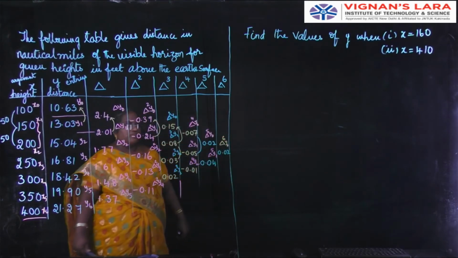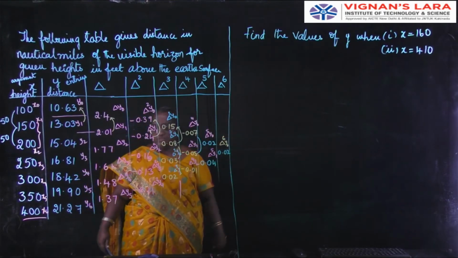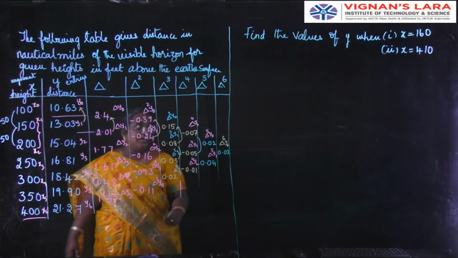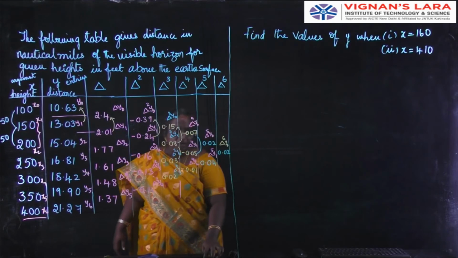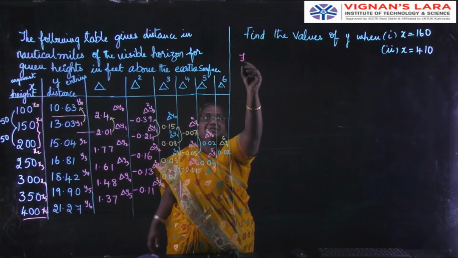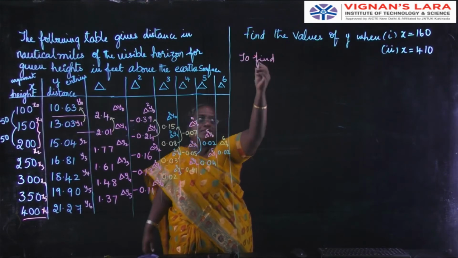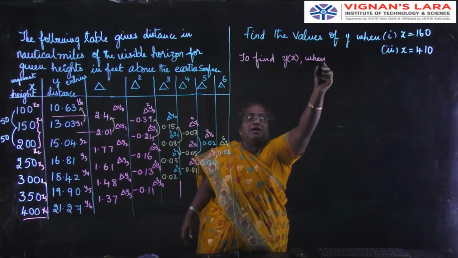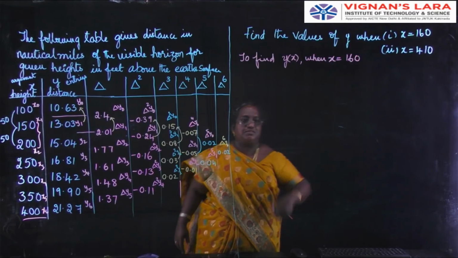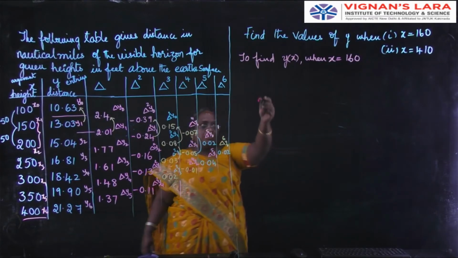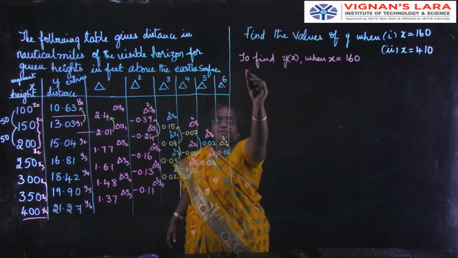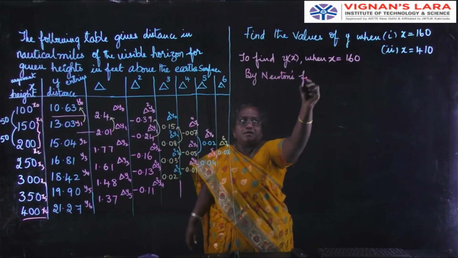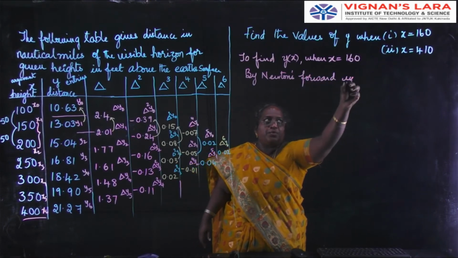So now in order to find the value of y when x is equal to 160, we are going to use Newton's forward interpolation formula. So here let us see the formula. Newton's forward to find y or y of x, you can call, when x is equal to 160. So here we use Newton's forward interpolation formula.